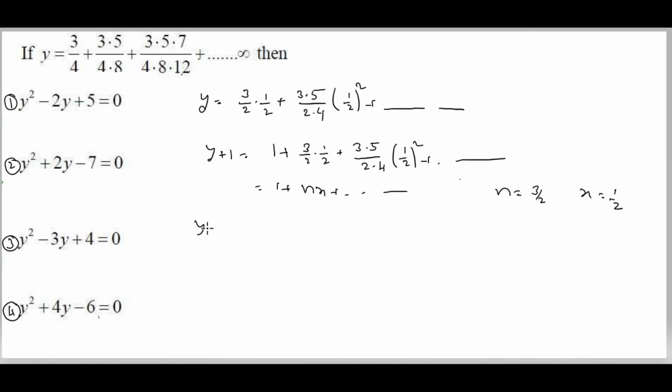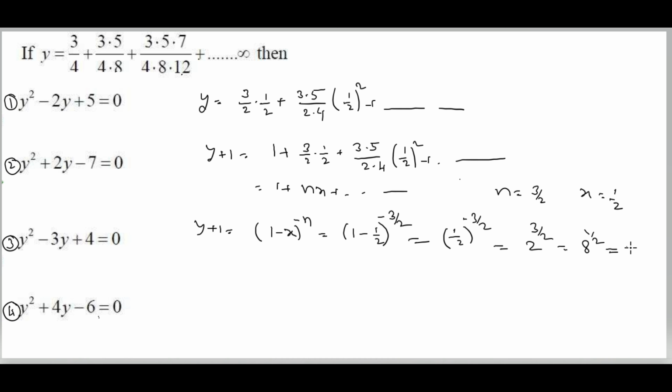So y plus 1 is equal to, this is in the form of 1 minus x whole to the power of minus n, that is equal to 1 minus 1 by 2 whole to the power of minus n, that is minus 3 by 2. 1 minus 1 by 2, that is 1 by 2 whole to the power of minus 3 by 2, that is equal to 2 to the power of 3 by 2. This is written as 8 power 1 by 2. 8 power 1 by 2 is 2 root 2. This is y plus 1 is equal to 2 root 2.